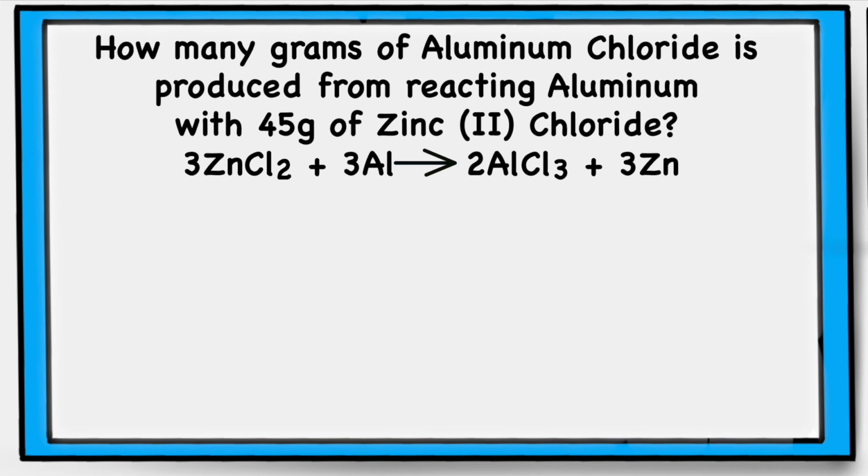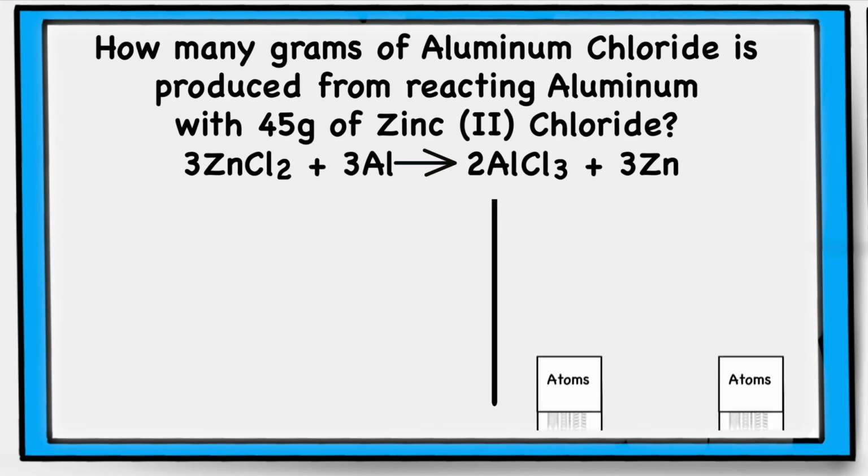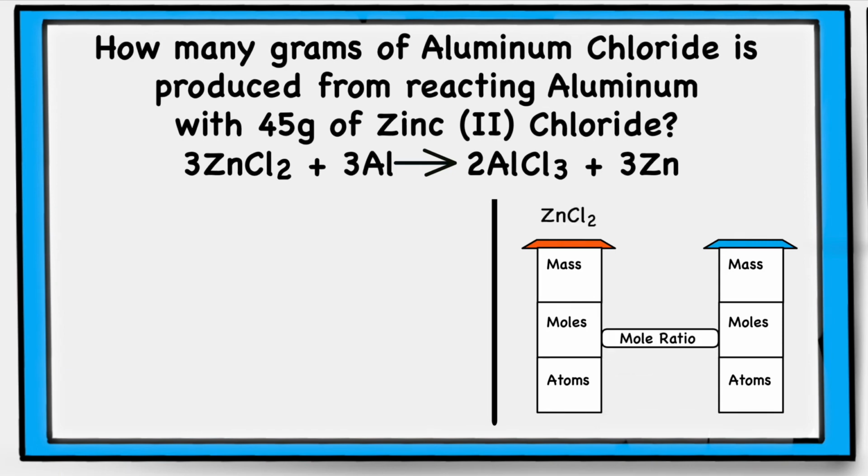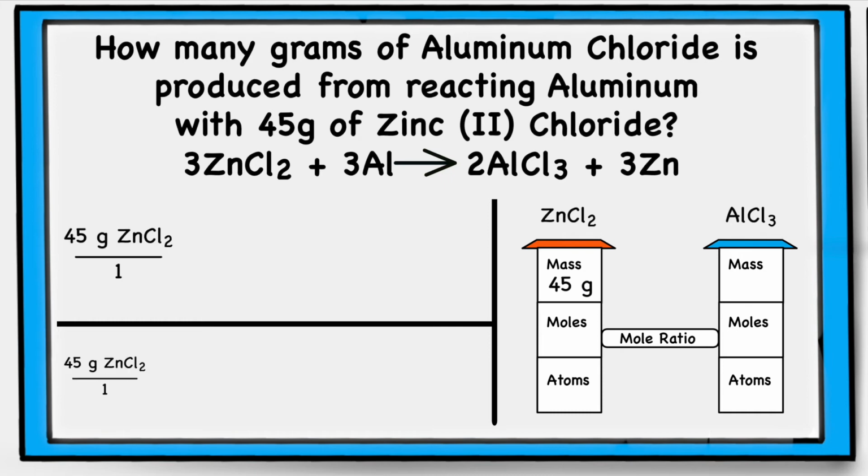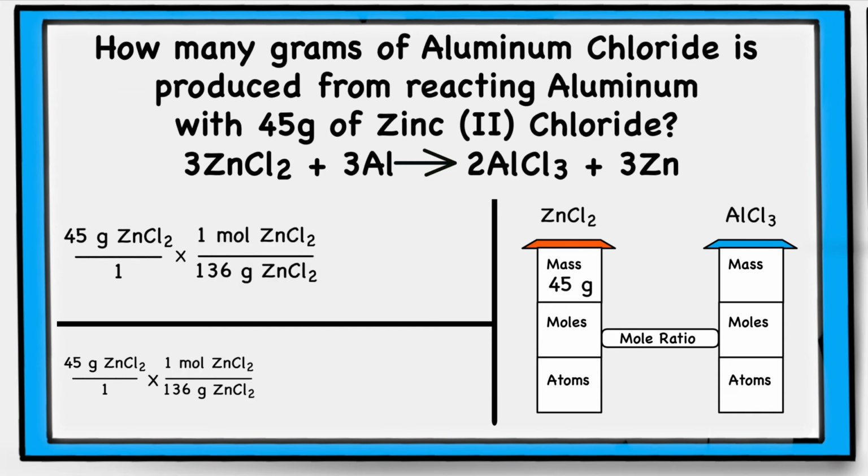Now that we have this balanced equation, we can officially start solving our mass-mass problem. If we do our building illustration, we can put zinc 2 chloride on the left building and aluminum chloride on the right building. In this problem, I'm going to solve this step by step and shorthanded at the same time. We are given 45 grams of zinc 2 chloride, so we're going to put that in our mass floor, or just 45 grams of zinc 2 chloride over 1 for our shorthand way. In order to convert this to moles, I'm going to multiply it by 1 mole of zinc 2 chloride over the formula mass of zinc 2 chloride, which is 136 grams. That gives me 0.33 moles of zinc 2 chloride.